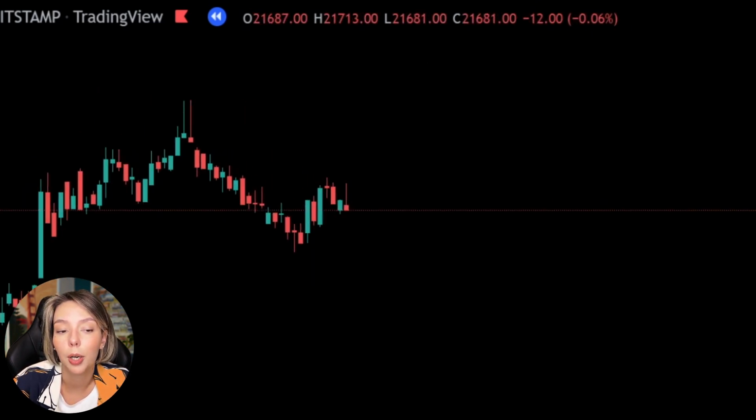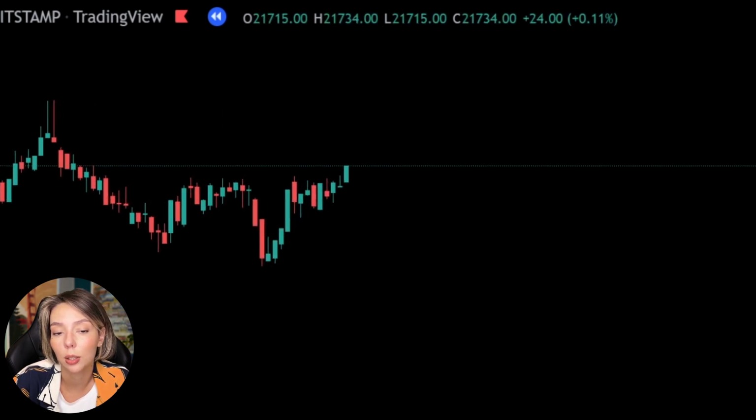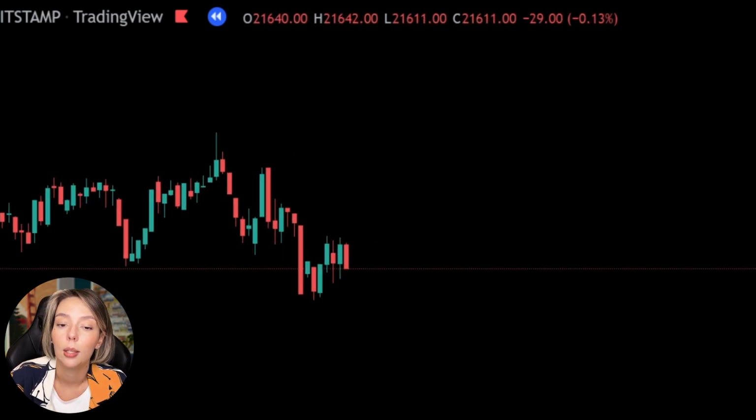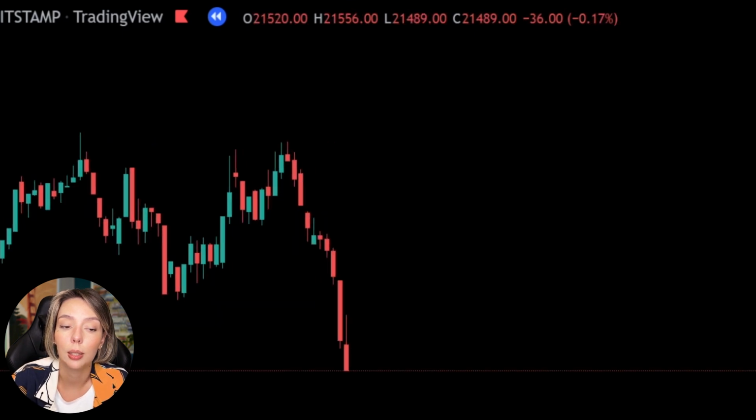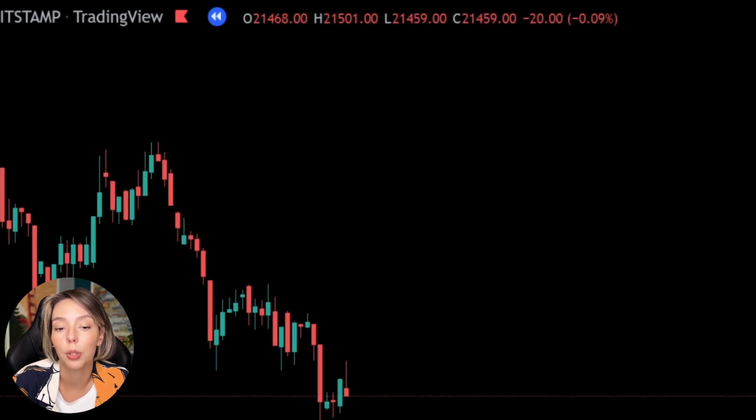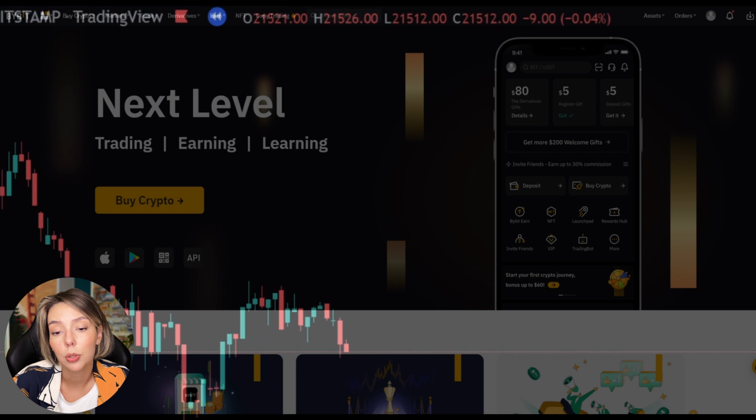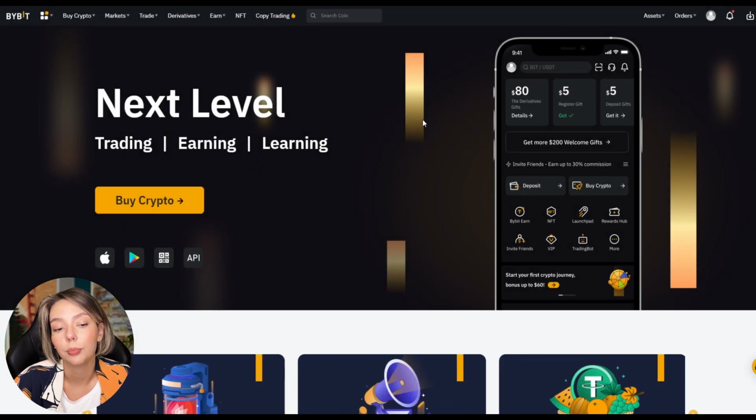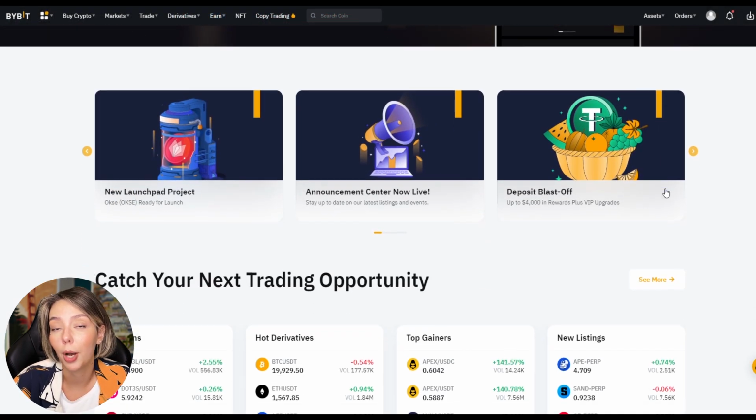You can also make money when the market drops by using a technique called short trading. In other words, you open a selling position and you make a profit when the price drops. I do this on the platform BYBIT, and it's just as simple as opening a buying position.